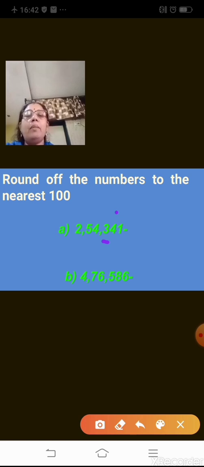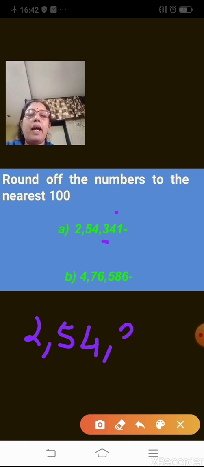So while rounding off this number, that is 2,54,341, your number will become 2,54,000. Since the number followed is 4, 3 will remain as it is, and in the tens place and in the ones place you will put a 0. So while rounding off a number to the nearest 100, this number will become 2,54,300.